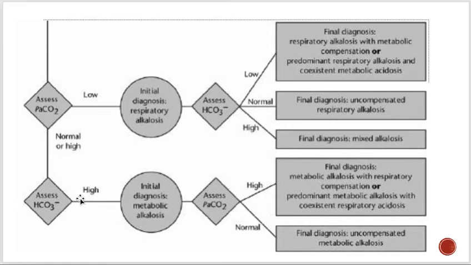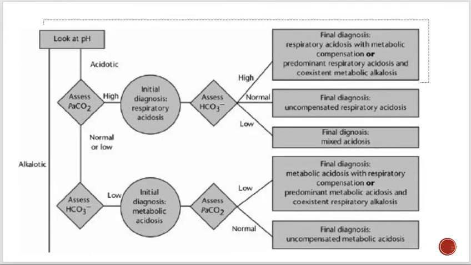Metabolic alkalosis, sorry. And then you are going to look for the carbon dioxide levels. So when the carbon dioxide levels are high as well, it means the final diagnosis is metabolic alkalosis with respiratory compensation. Or if the carbon dioxide level is normal, then it is uncompensated metabolic alkalosis. So the thing is easy, you just need this concept, that's it.